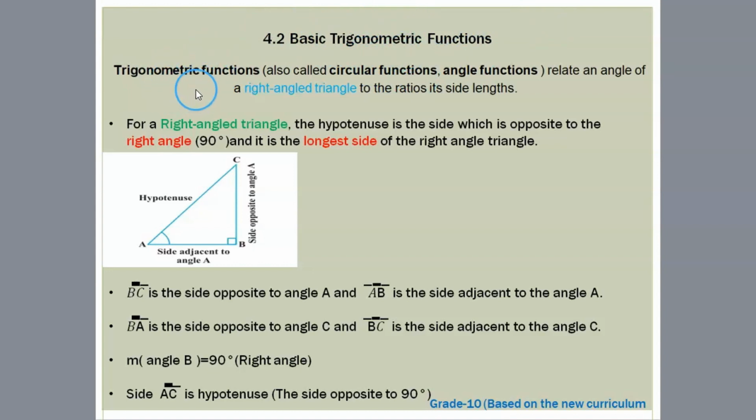Therefore when we come to trigonometric functions, they are also known as circular or angle functions, and this type of functions relate an angle of a right angle triangle to the ratio of its side lengths.